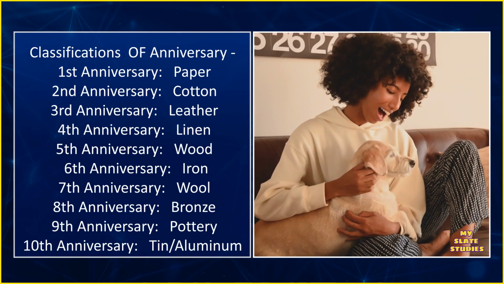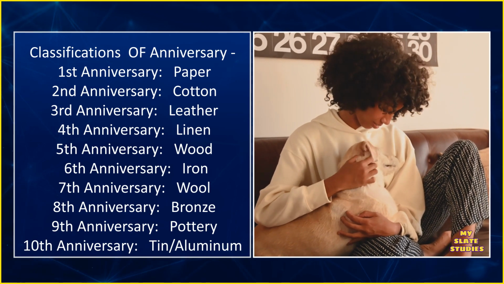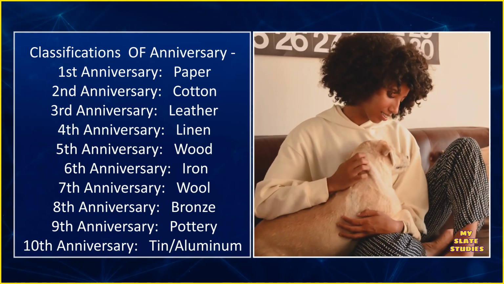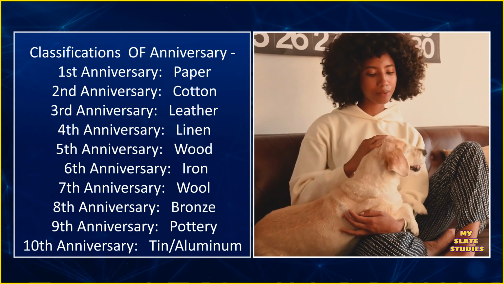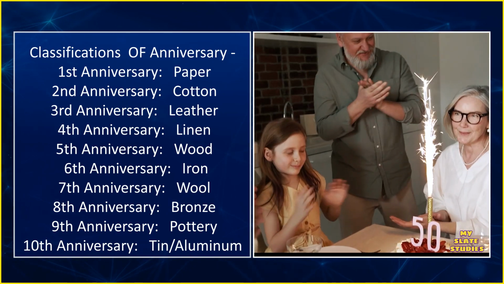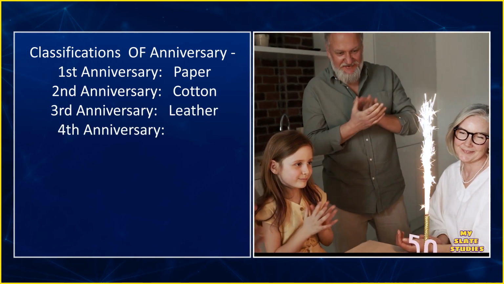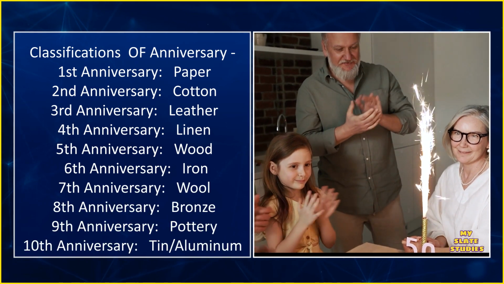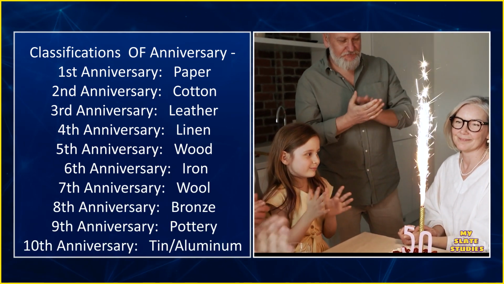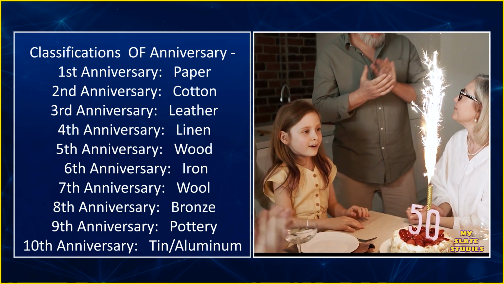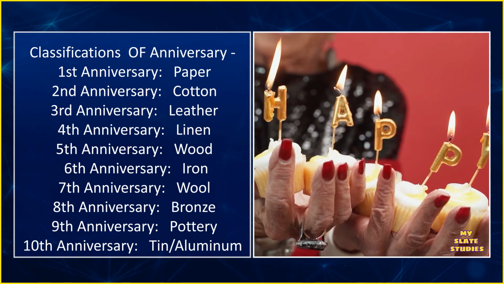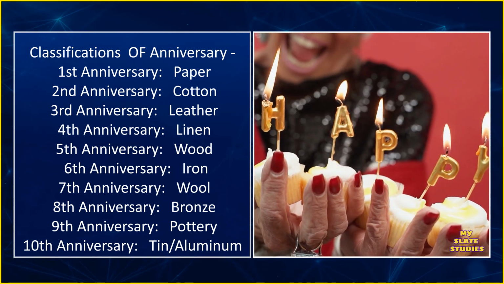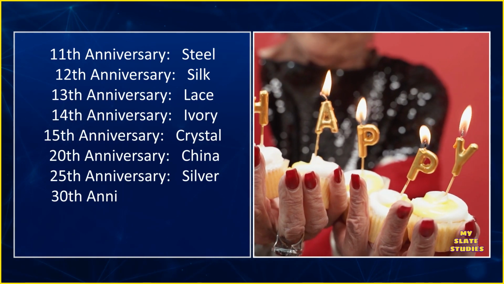First anniversary, paper. Second anniversary, cotton. Third anniversary, leather. Fourth anniversary, linen. Fifth anniversary, wood. Sixth anniversary, iron. Seventh anniversary, wool. Eighth anniversary, bronze. Ninth anniversary, pottery. 10th anniversary, tin, aluminum. 11th anniversary, steel. 12th anniversary, silk.